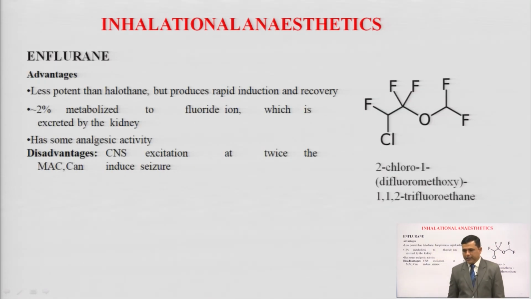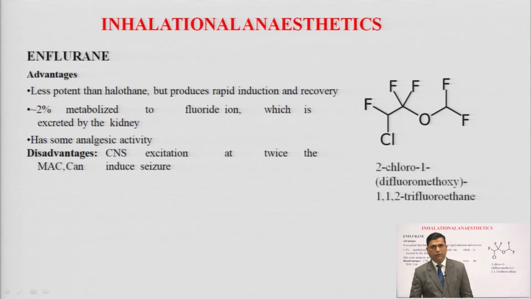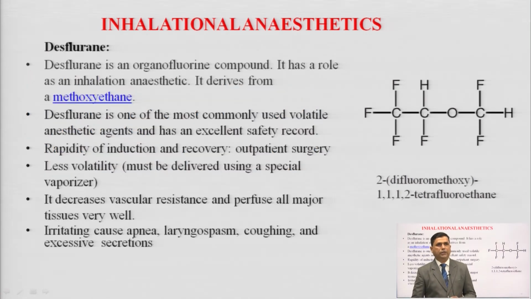In the inhalational anesthetics, the next example is enflurane. The advantage of using enflurane is that it is less potent than halothane, but produces rapid induction and recovery. The disadvantage is CNS excitation at twice the minimum alveolar concentration. It can induce seizures also. So, we can include this disadvantage as a side effect.